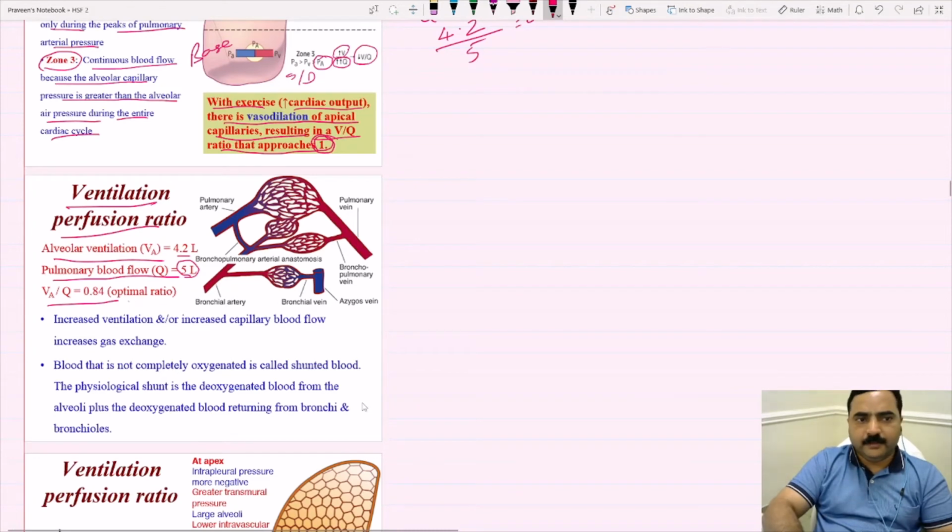In addition to this, we also have one more concept that we need to understand: the two circulations that come together here, the pulmonary circulation and the systemic circulation, the blood will mix between them.